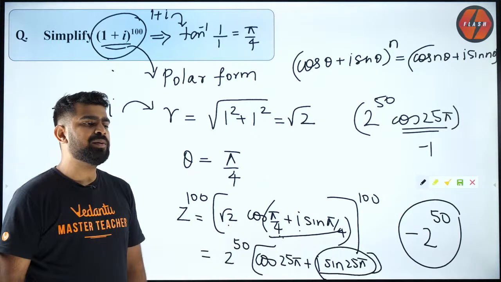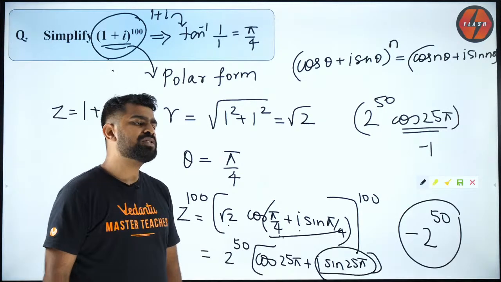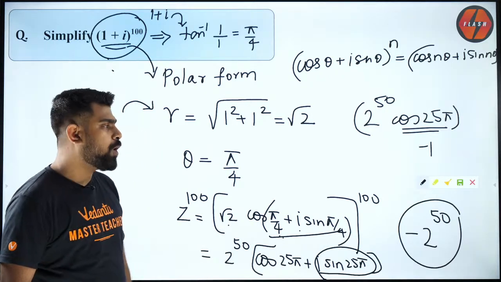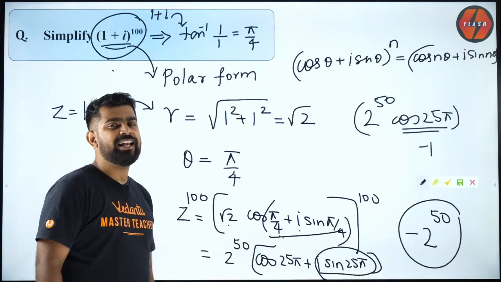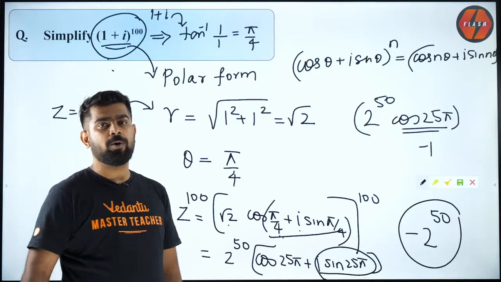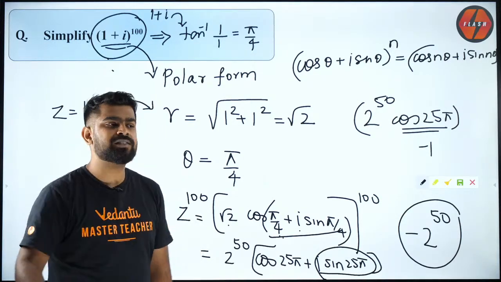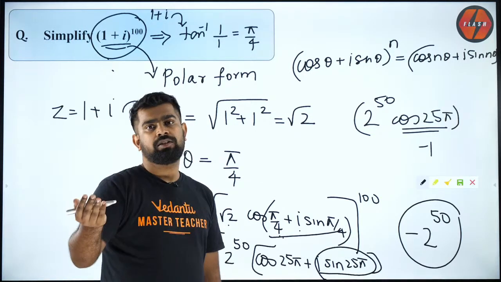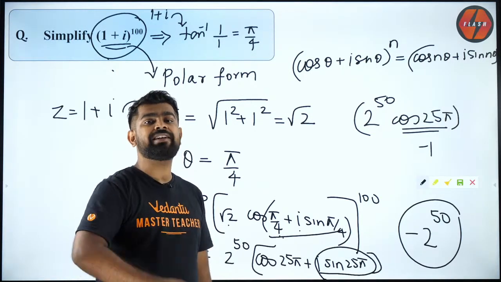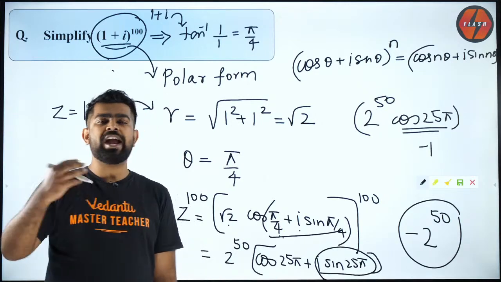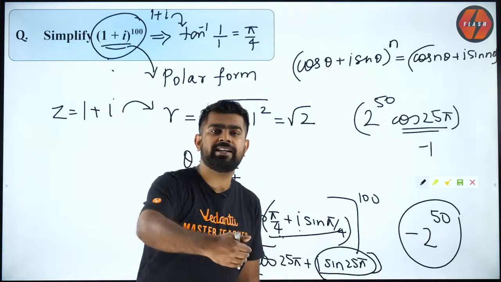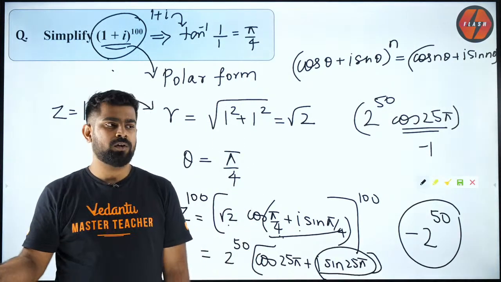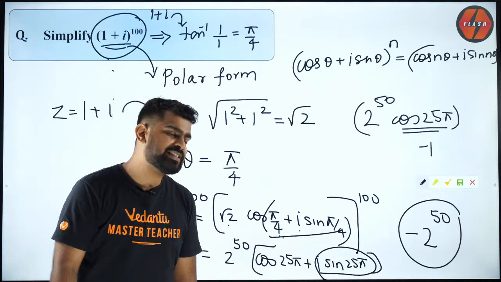Okay, so shall we move forward? How is sine of 25 pi 0? Because sine of any multiple of pi is 0. Think about it. Sine 0 is 0, sine 180 is 0, sine 360 is 0, sine 540 is 0, 720 is 0, and so on. So for any integral multiple of pi, sine will be 0. Got it?